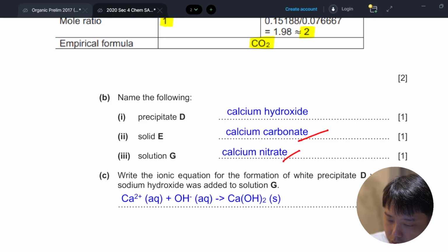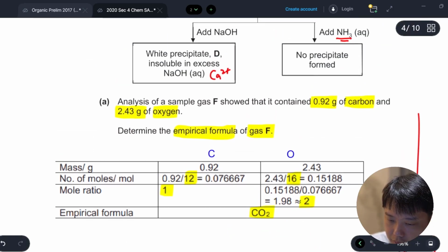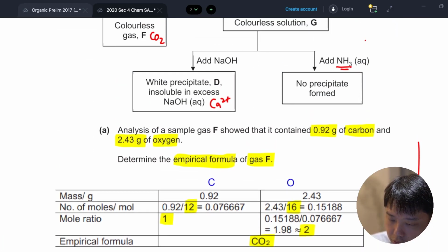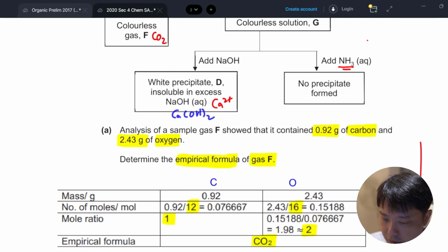Precipitate D is calcium hydroxide. If you look back at precipitate D, calcium hydroxide is formed here, after reacting the NaOH with the colorless solution. So you form this white PPT that's insoluble in excess. This white PPT is calcium hydroxide.